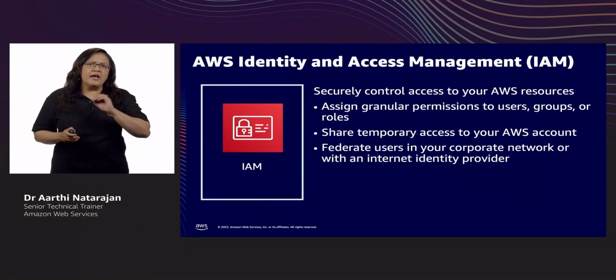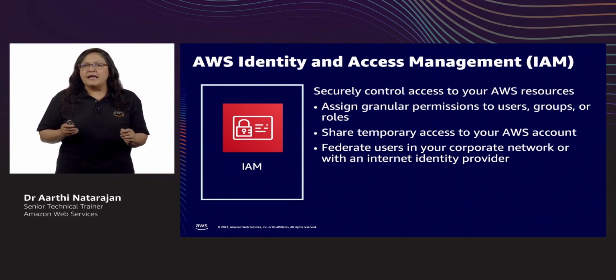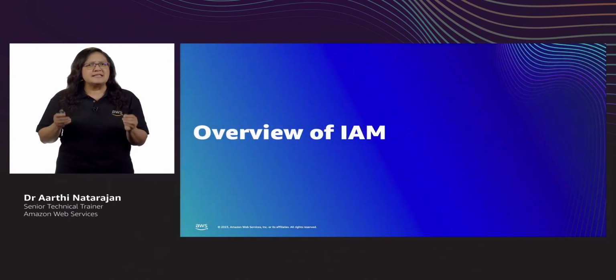Let's now talk about how we can use the AWS service, Identity and Access Management, or IAM, to authenticate users and control their access to the different AWS services and resources. AWS IAM gives you the ability to securely control access to your AWS resources. You can assign granular permissions to users, groups, and roles. You can share temporary access to your AWS account and also federate users from your corporate network or with a web-based identity provider. Let me now take you through some whiteboarding to understand the core components of IAM.